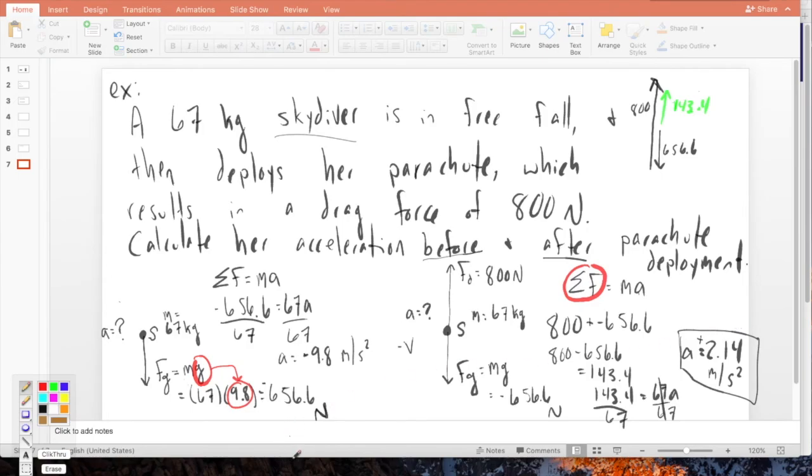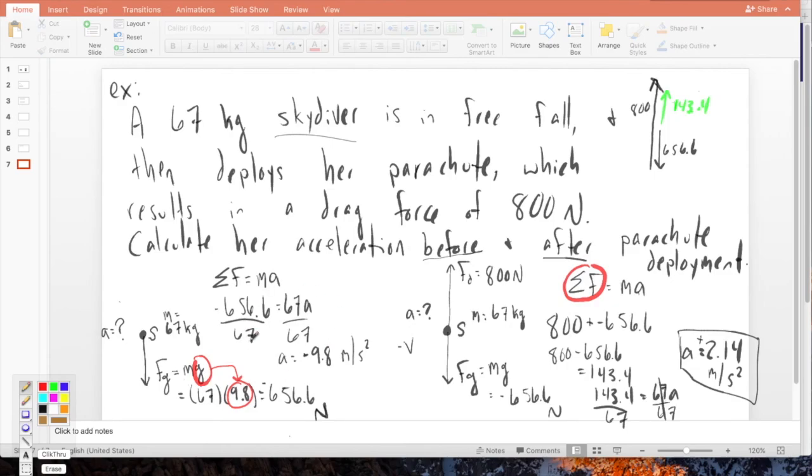To summarize, the first step is make your model, draw your force diagrams, label everything you know about the object. I labeled the mass. Label all the forces acting on the object and everything you know about those forces. I knew the force of gravity is m times g, so I worked that out. I knew the drag force was 800. And then write down what you don't know. In both cases, I was solving for the unknown acceleration. And then see if you have a tool that connects everything. And it's this Newton's second law.